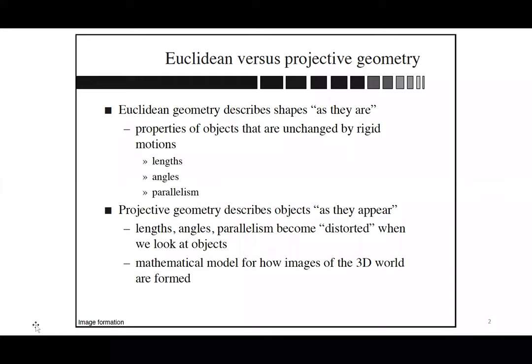So let's start with something we already know and have been doing for quite some time: Euclidean geometry versus perspective geometry. In Euclidean geometry, suppose you had an object in Euclidean space and you applied a rigid transformation on it. You all know it; we already saw it in mesh transforms. The lengths, the angles, and parallelism, parallel lines remaining parallel, all those properties would still remain intact.